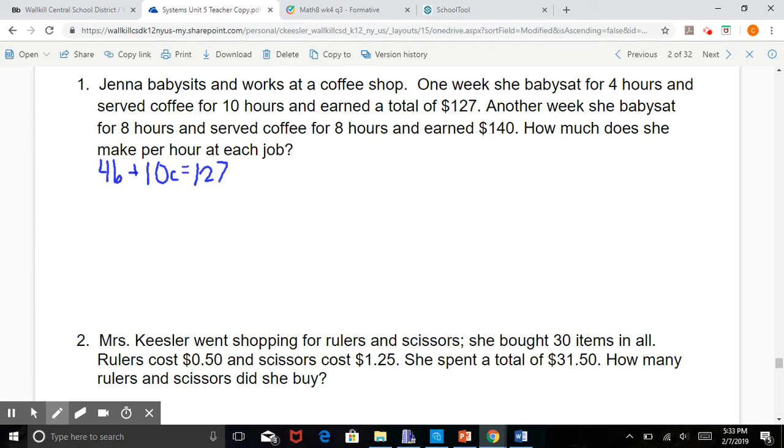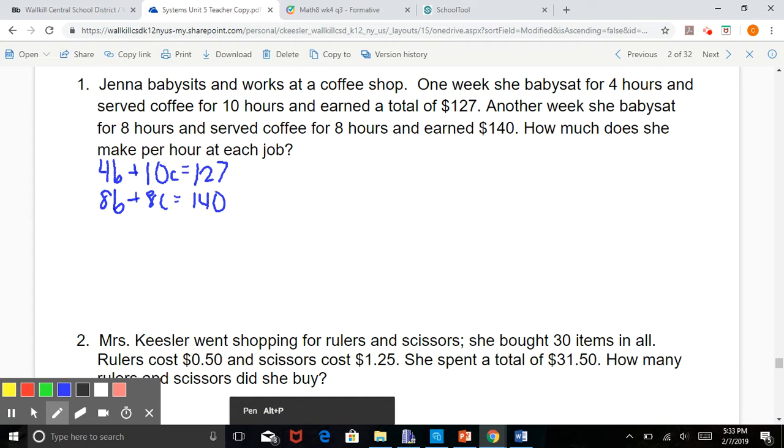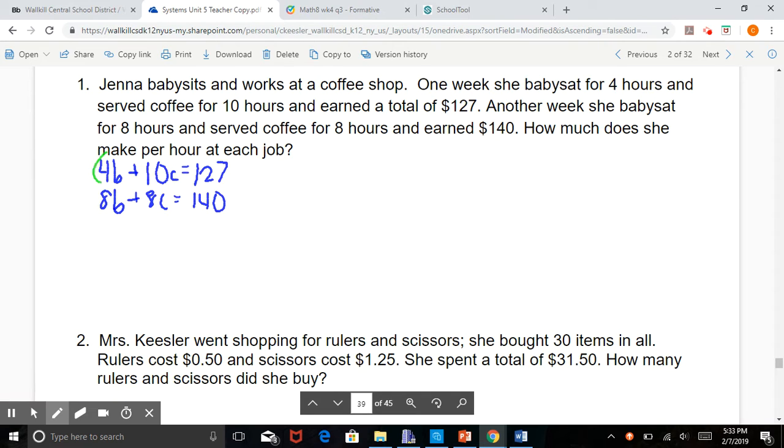Our second equation is found in the second sentence. Another week she babysat for 8 hours, so 8B, plus she served coffee for 8 hours, so 8C, for a total of $140. So now we're going to use this system to solve for her hourly rate at each place. So as we can see, we don't have a pair of opposites. And to make the opposites, we're going to take the top equation and multiply it by -2. So we have negative 8B and positive 8B.